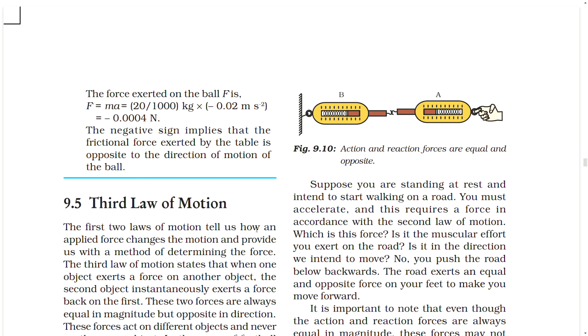The force exerted on the ball F is F equal to ma equal to 20 by 1000 kg into minus 0.02 meter per second square equal to minus 0.0004 Newton. The negative sign implies that the frictional force exerted by the table is opposite to the direction of motion of the ball.